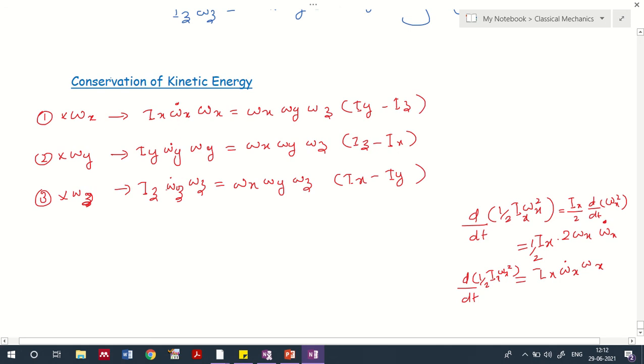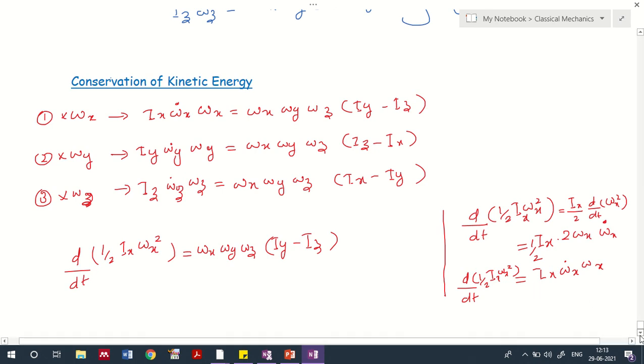So this entire first equation I can transform into d by dt of half Ix omega x square, which is equal to omega x omega y omega z into Iy minus Iz. We'll keep that aside.